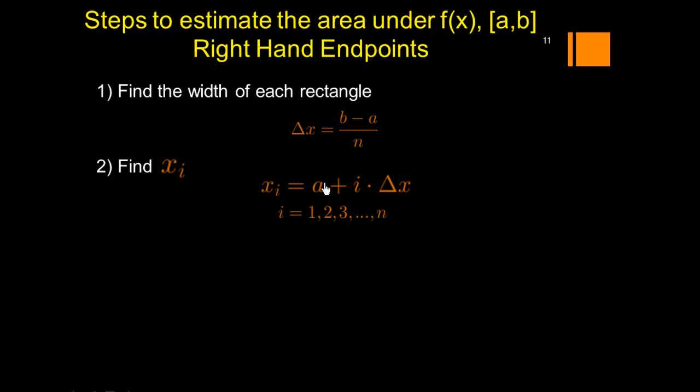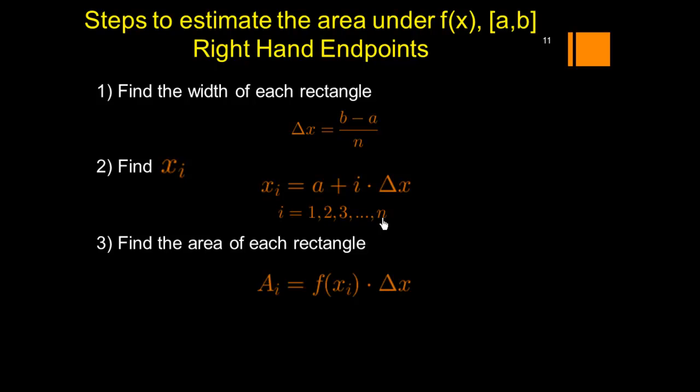A is your starting point, so for us A was 0, and then i just stands for whichever x value you're at. Notice that for right-hand endpoints, i starts at 1 and goes up to n. For left-hand endpoints, i starts at 0 and goes up to n minus 1. Finding the area of each rectangle, we've already seen the formula for that, which is this.